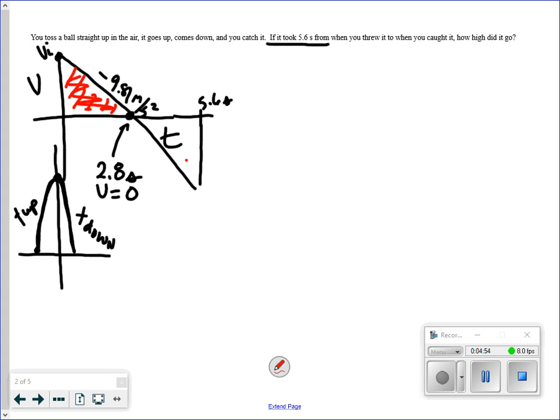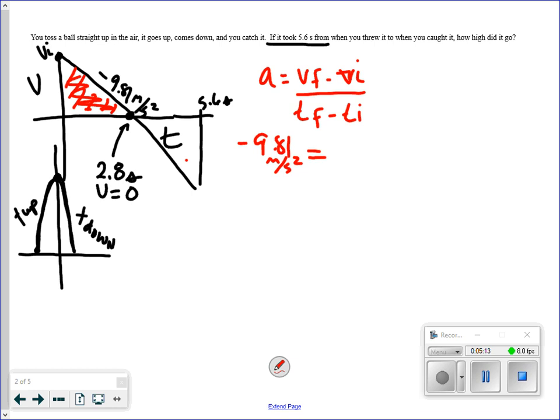Okay, so I'm going to work again with my area under the curve as well as my acceleration. I often start with the acceleration, just because, well, it's habit. I always start with the acceleration. Let's see what we know. Negative 9.81 meters per second squared for this guy.